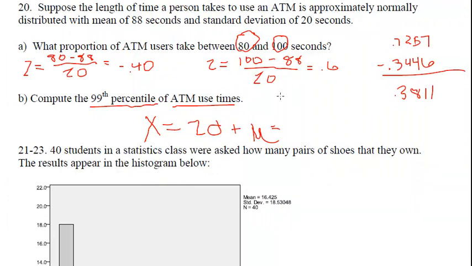And so I come up here and I take 2.33 times the standard deviation of 20 plus the mean of 88. And that gives me 134.6. You want to be careful with these types of problems that you remember units, because we're finding a value of x. X is usually quantitative, so it has units, in this case, seconds.